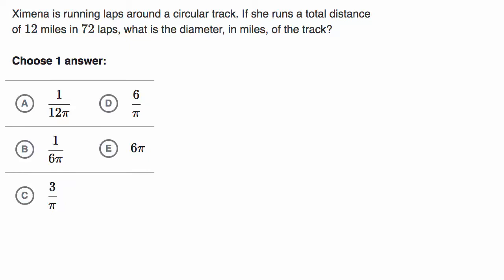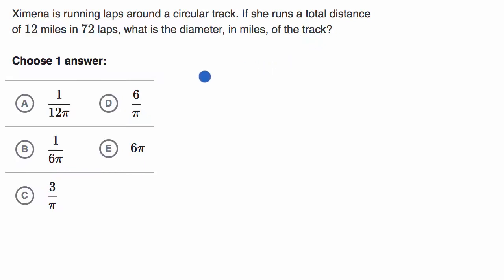So we have a question here that's dealing with circles. It says, Ximena is running laps around a circular track. If she runs a total distance of 12 miles in 72 laps, what is the diameter in miles of the track? So pause this video and try to work through it on your own before we work through it together.